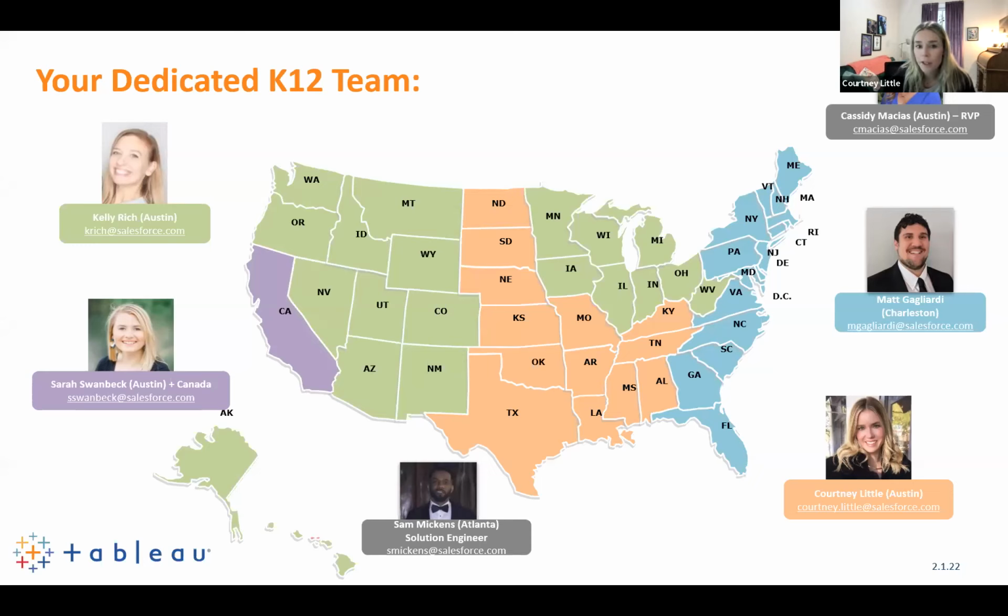Depending on where you're calling in from, you can see who your designated AE is from this little slide here. Kelly Rich covers everyone in the green territory. Sarah Swanbeck, who is out on maternity leave, covers California as well as Canada. If you need support from her, you reach out directly to me. I'm supporting her territory as she's out. And then Cassie Macias on the very right is our fierce leader, our RVP. Matt Gagliardi covers all the blue area on the East Coast. And then I'll hand it over quickly to Sam Mickens, who supports our K-12 team. He's our solutions engineer.